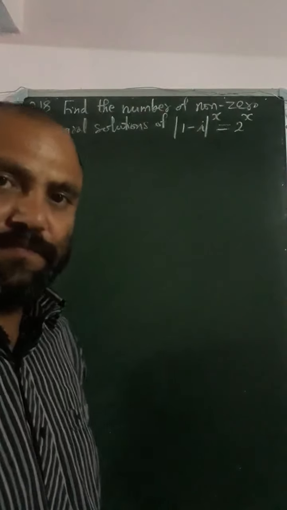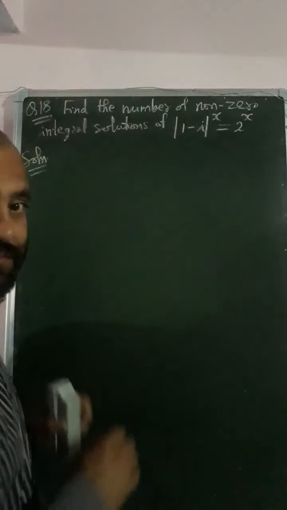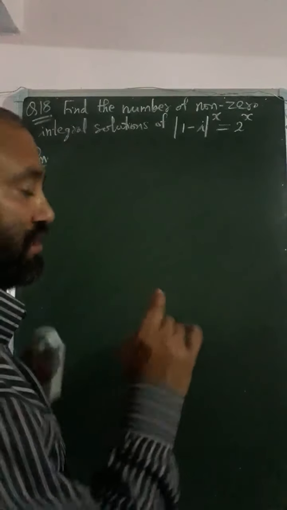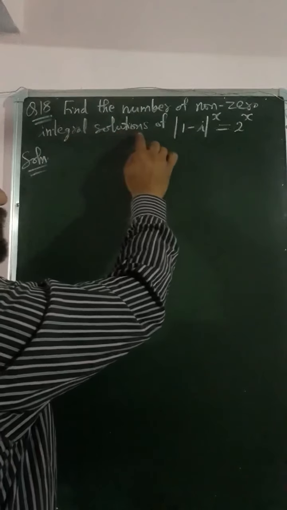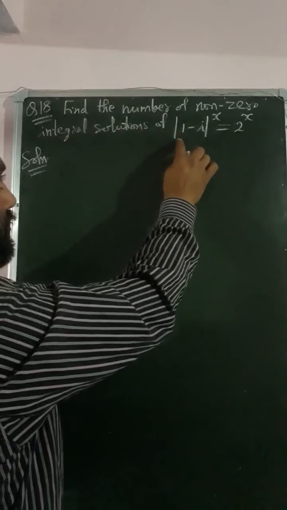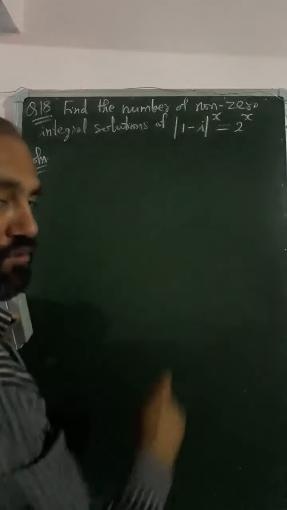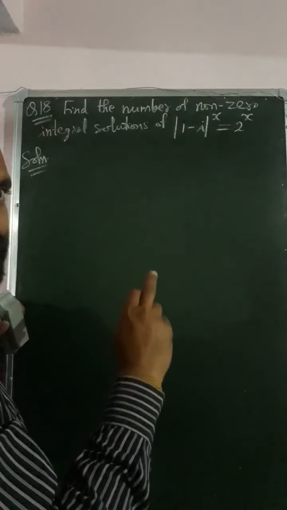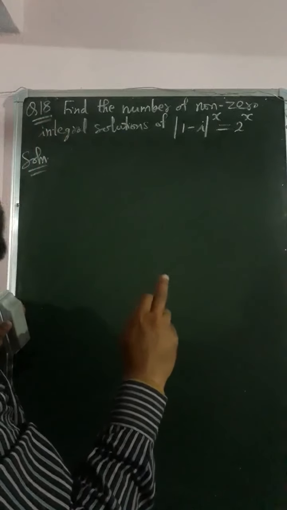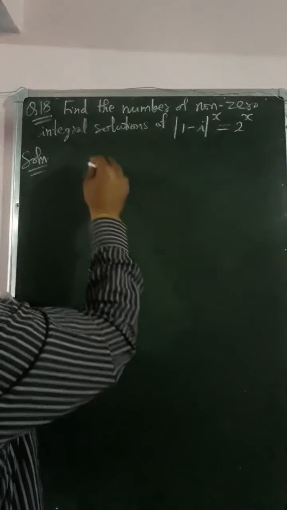Okay students, now question number 18, that is miscellaneous exercise. Question number 18, find the number of non-zero integral solutions of modulus 1 minus iota power x is equal to 2 raised to the power x. You have to find the value of x, the non-zero integral values of x. So let us solve it.